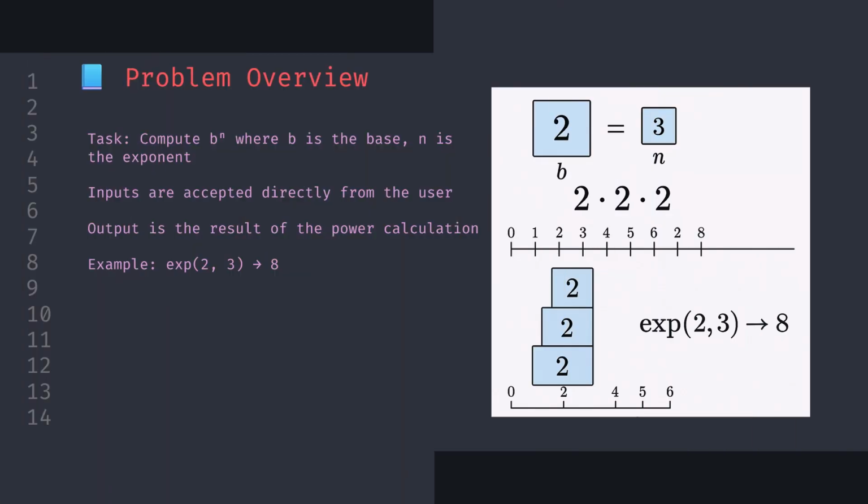We want to compute how many times we multiply the base. For example, 2 to the power of 3 means 2 times 2 times 2, which is 8. We write a function that does this with a loop. The base and exponents will be dynamic, not hard-coded.